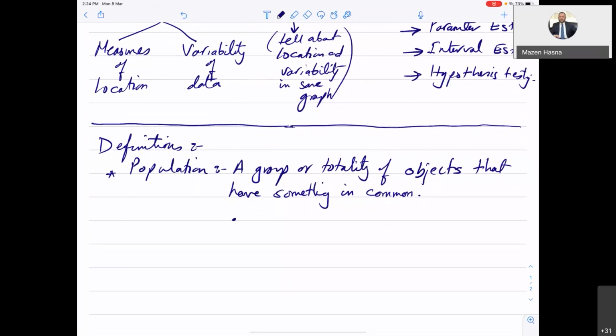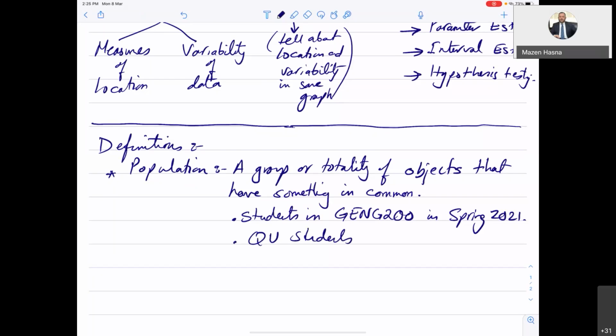So, for example, students in GNG 200 in spring 221 are a population. They have something in common. They are all registered in different sections in GNG 200. Those in L02 that we are in right now are also another population. Those who are registered for the 2 PM section are a population. Also, QR students generally are a population. What's common between them? They are all QR students.